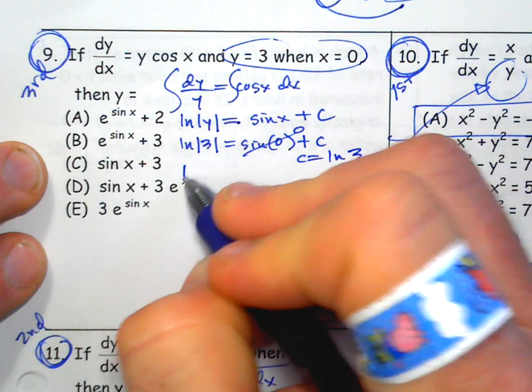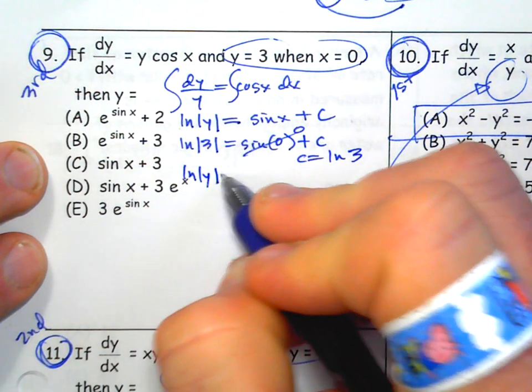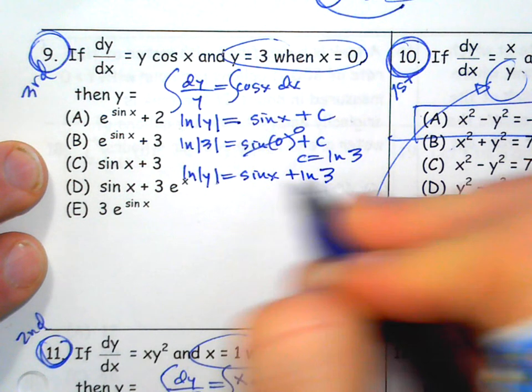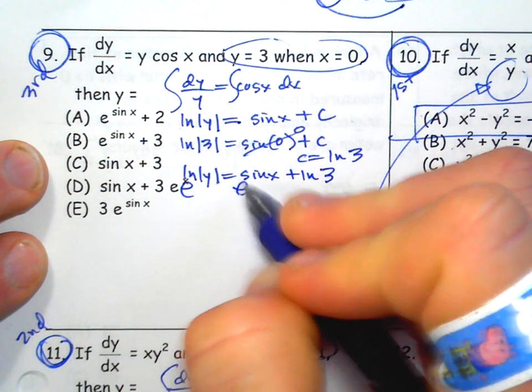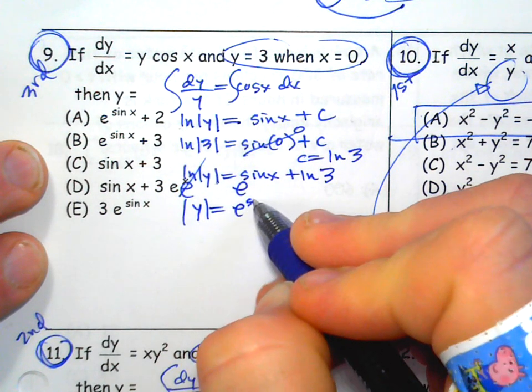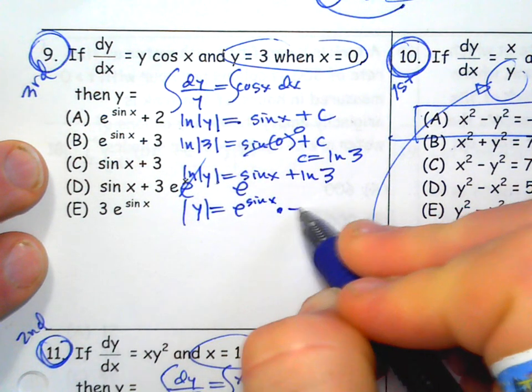I'm going to rewrite it. Natural log of the absolute value of y equals sine x plus natural log of 3. To get rid of the natural log, we have to exponentiate. Absolute values are still there. Now, rules of exponents say you can break this up into multiplication.